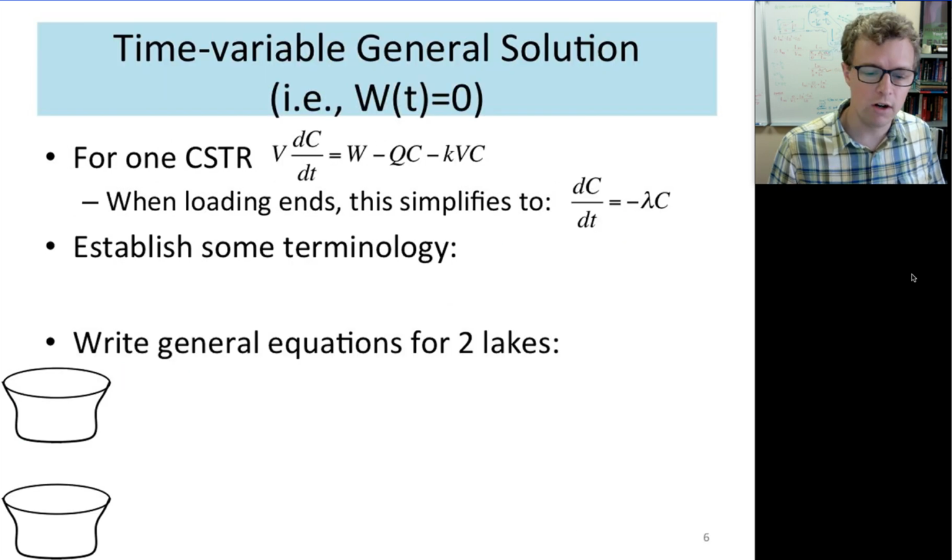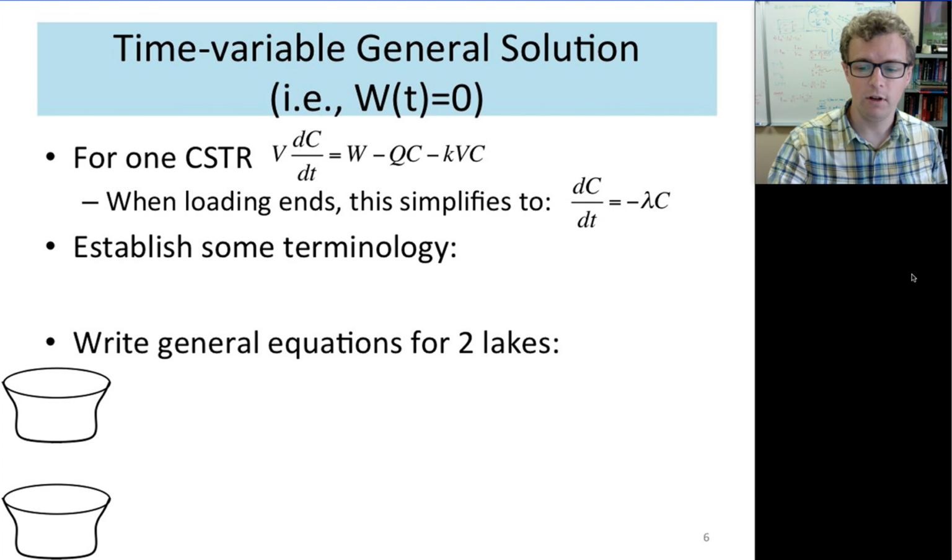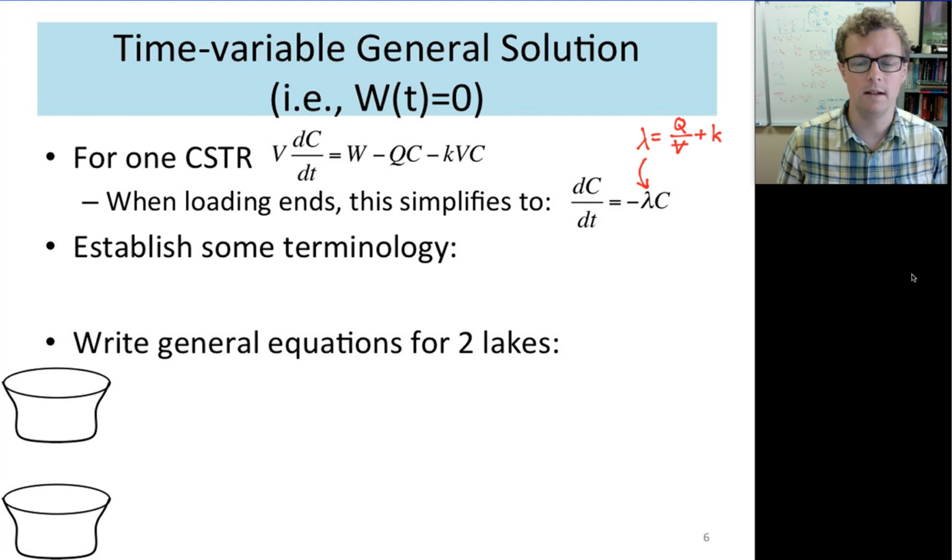A little bit more generally, what can we do about systems of CSTRs if we can't make steady state assumptions, or even if we can't make assumptions that things are uniform? So on the top of the screen here, I'm showing you what you already know from previous lectures, the mass balance equation for one CSTR, and the general solution, meaning the loading or the W term is equal to 0, simplifies down to the equation on the right.